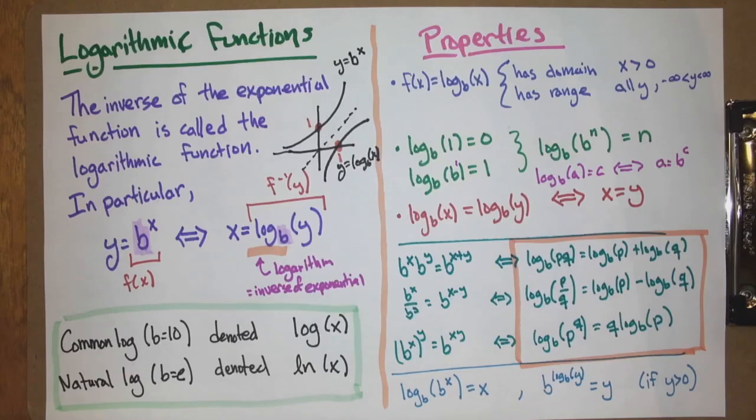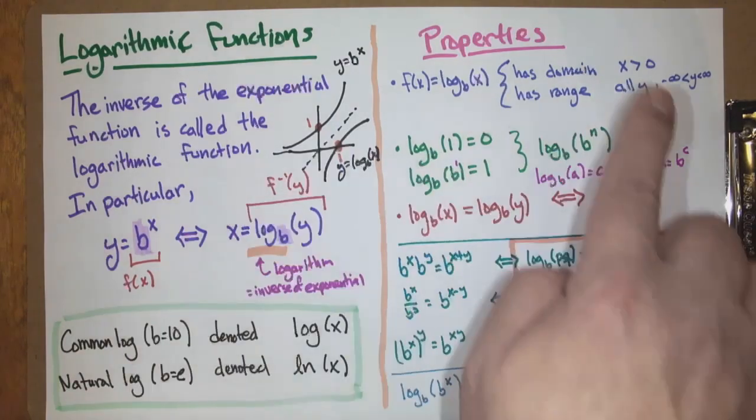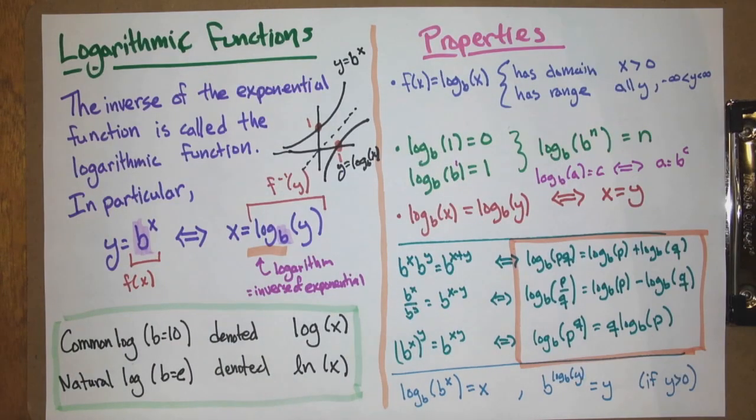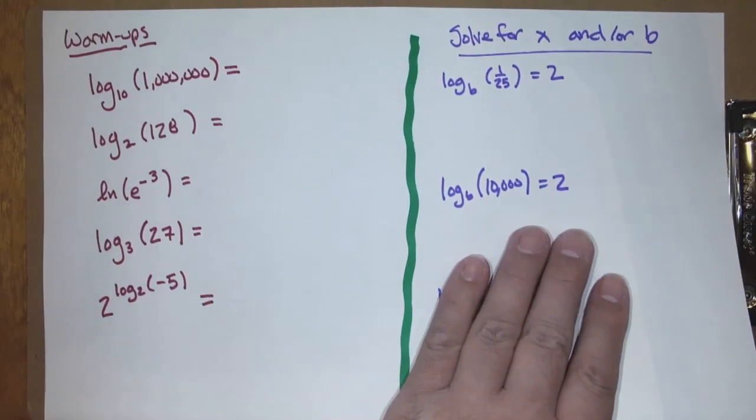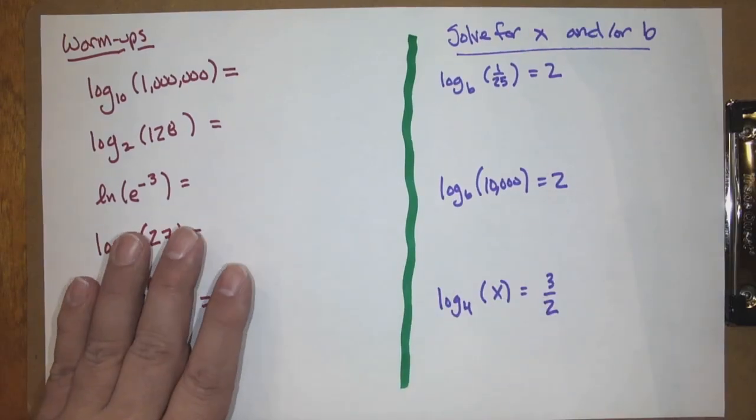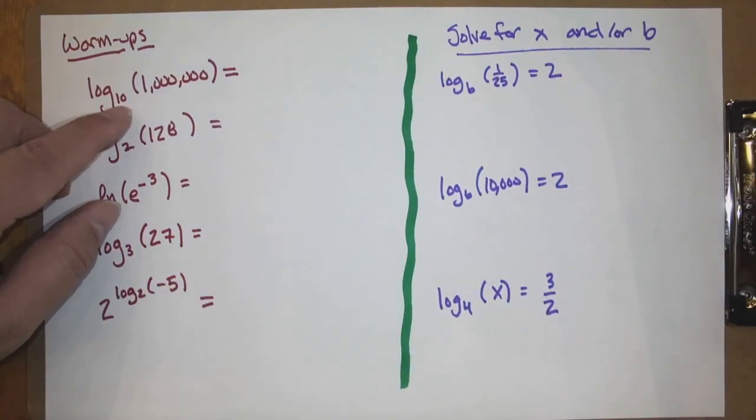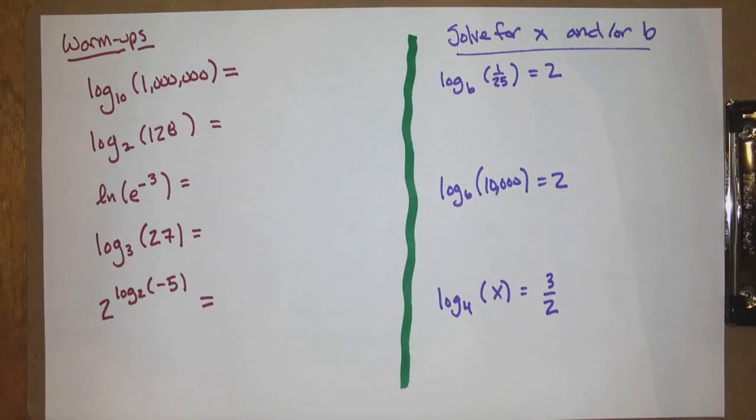All right. The main thing, if you know this, everything that follows will be straightforward. Okay. So we'll do some quick warm-ups here. We're looking for log base 10 of 1,000,000, and we're not going to use our calculator.